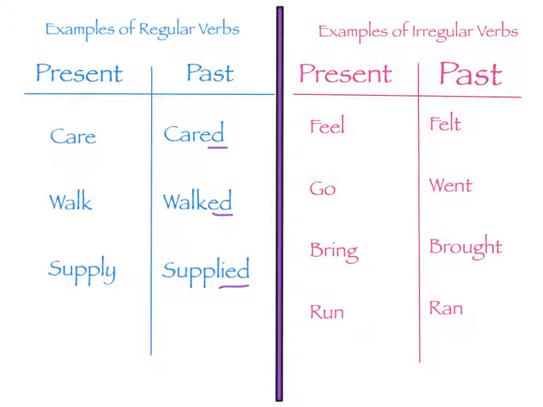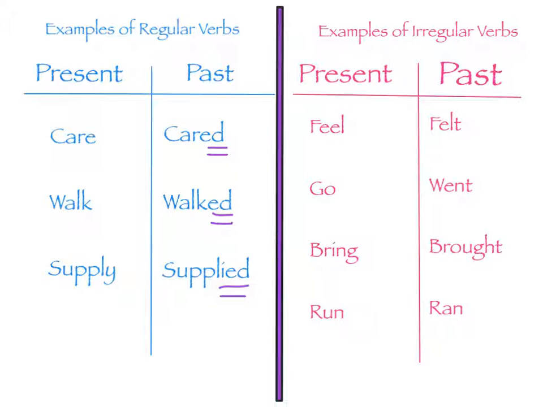Here are some examples of regular verbs and irregular verbs. You'll notice for regular verbs, the present tense of care means to care for somebody, and the past tense is cared. And if you can add a D to the end of the verb, then it's a regular verb. Walk is present tense. Walked is past tense, and in this example I added an ED, so it's a regular verb. Supply is present tense, supplied is past tense, and I added an IED to the end of that word.